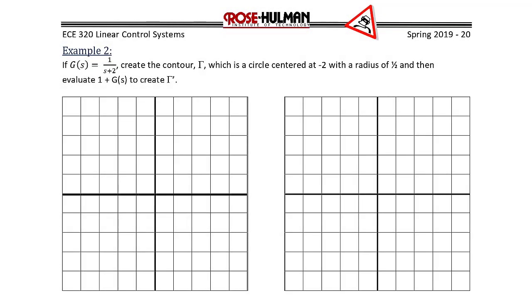Example 2, if g of s is equal to 1 over s plus 2, create the contour gamma, which is a circle centered at negative 2 with a radius of 1/2, and then evaluate 1 plus g of s to create gamma prime. So here we see that we have a pole at negative 2, so our Nyquist path is going to be a circle with a radius of 1/2 that encircles this pole. And this one will also be a counterclockwise encirclement of the pole.